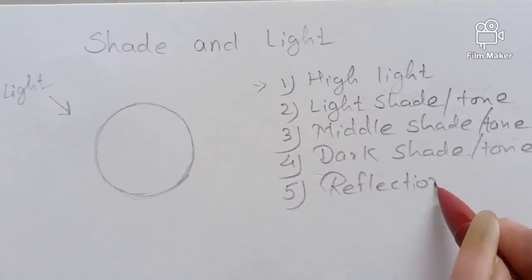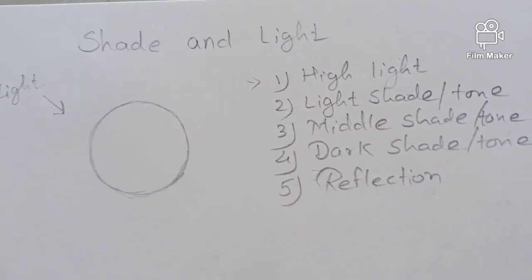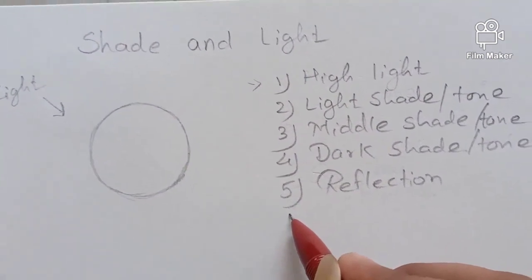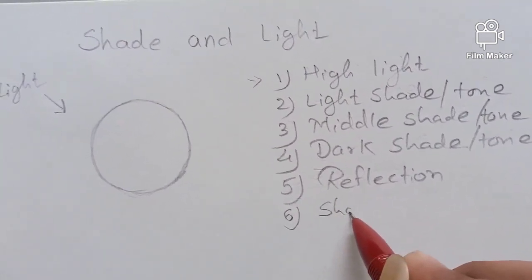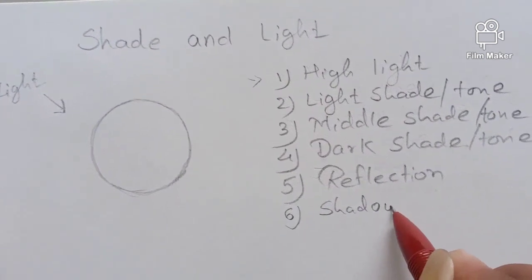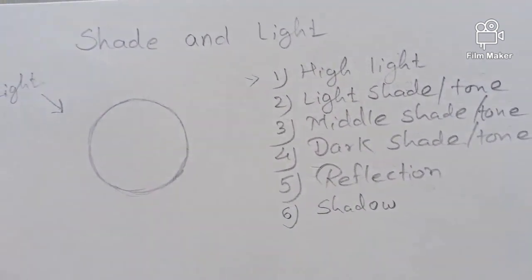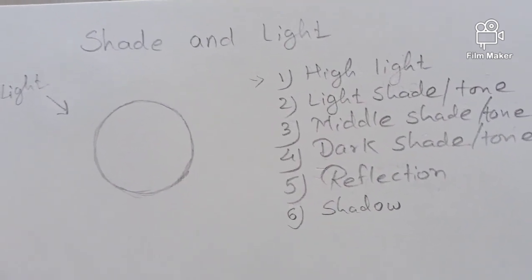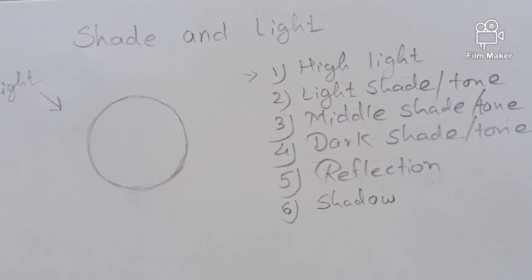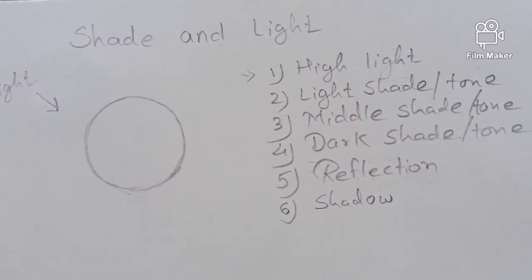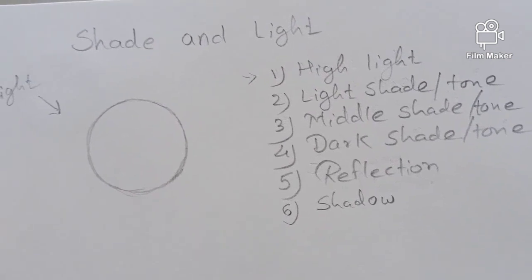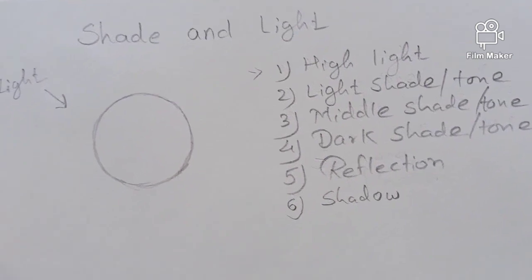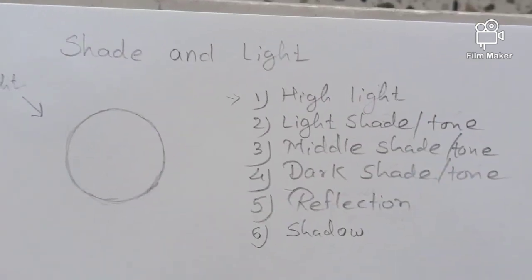If light is falling on some surface, it's automatically reflecting back from another surface onto the particular surface. And the last one is shadow. If light is there, it will create a shadow of the particular object. So if all the 6 things are there, your object will automatically look like a realistic object, and it will give a proper shape and everything to your object.